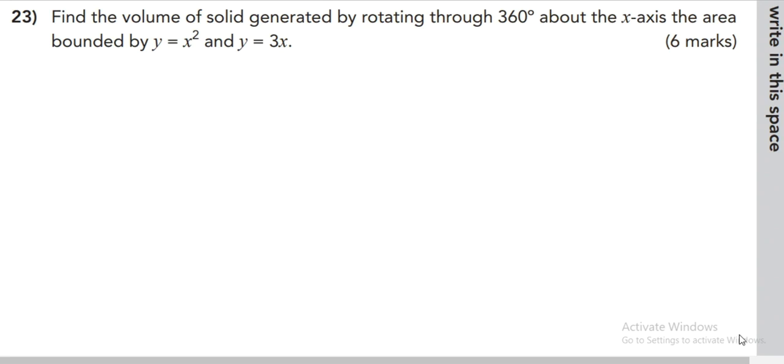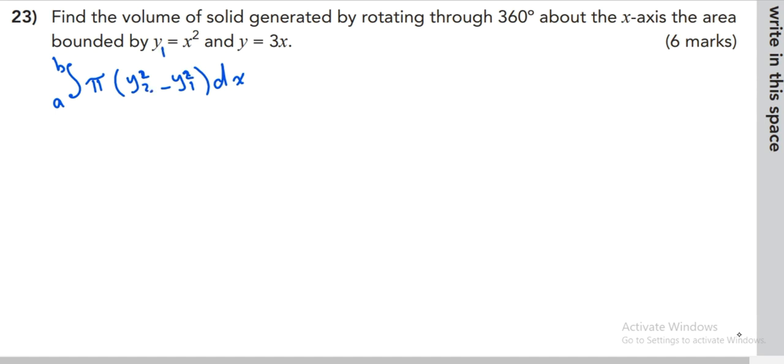Question 23. Find the volume of solid generated by rotating through 360 degrees about the x-axis, the area bounded by y equal x to the power of 2 and y equal 3x. Here it's a volume of revolution. As we said before, the rule of volume of revolution is definite integral from a to b, which are the bounds of integration, pi of y2 to the power of 2 minus y1 to the power of 2 dx. Don't forget it's power 2, y2 to the power of 2 and y1 to the power of 2.